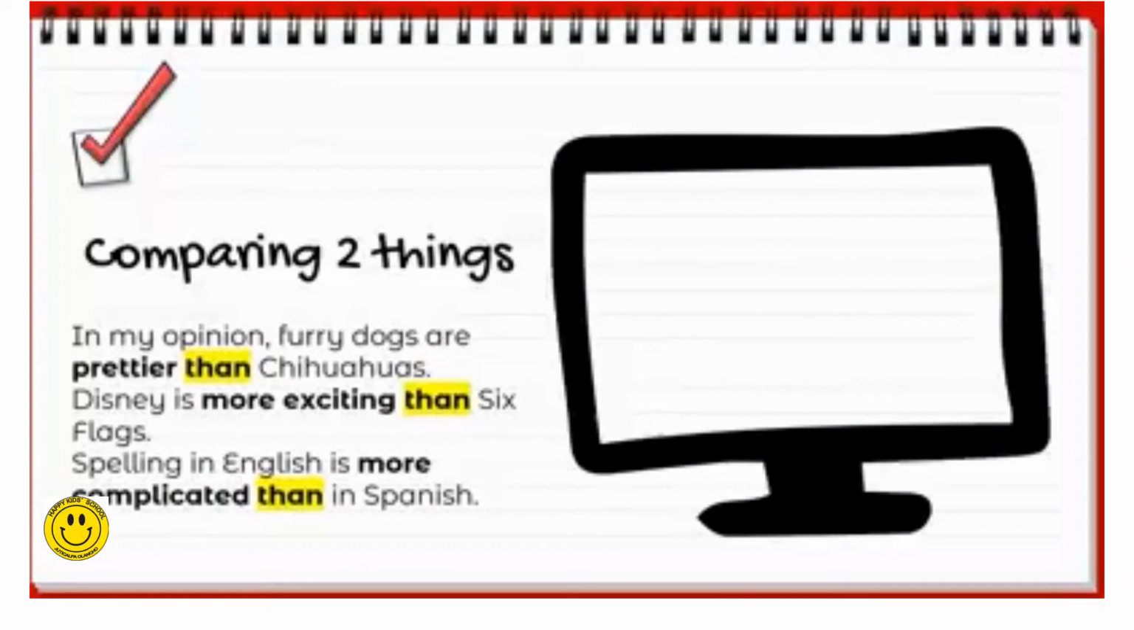Here are some more examples. In my opinion, and this actually is my opinion, furry dogs are prettier than chihuahuas. Disney is more exciting than Six Flags. Spelling in English is more complicated than in Spanish.